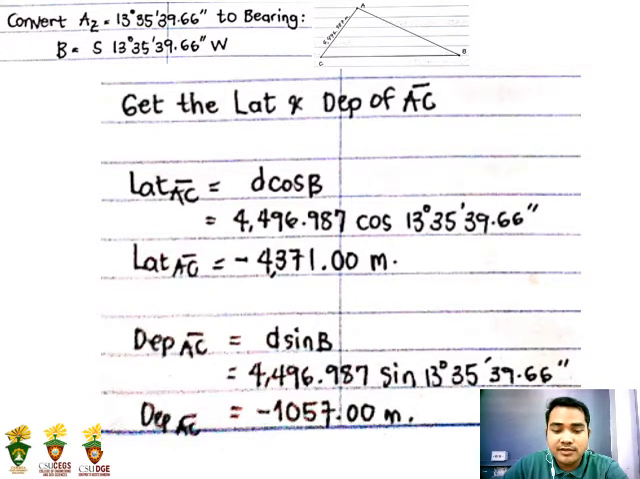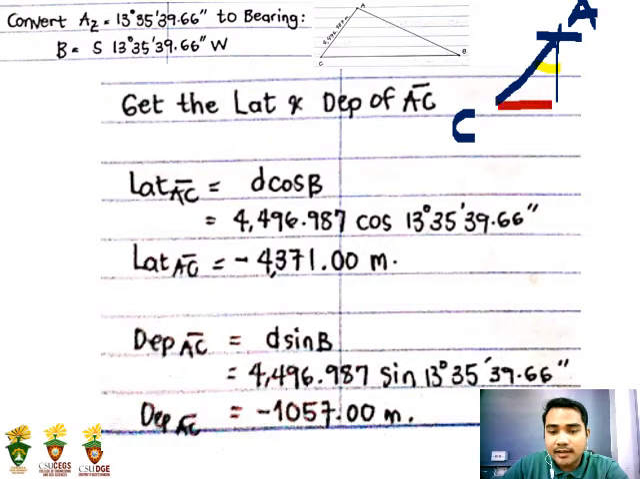Sa pag illustrate, una tay mo ni ang line. O mo ni ang station A padulong ni sa C. Naa kay bearing, color yellow bearing. So atong pangitaon is ang latitude, departure. So ang departure is ang x, ang latitude is ang y.